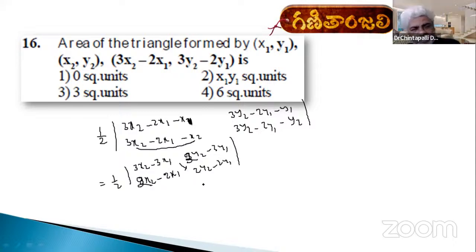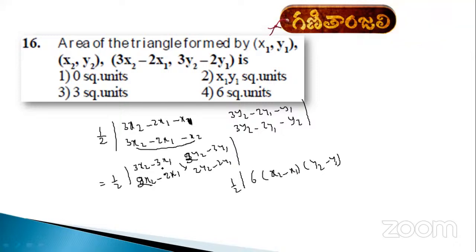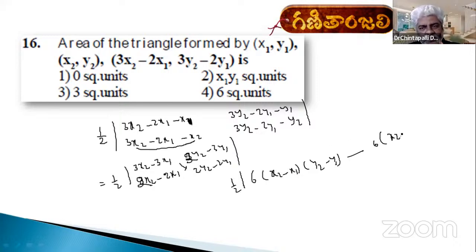Now we can do cross multiplication, right? Half into 3 common, 2 common, 6 into x2 minus x1 into y2 minus y1. Agree? Yes, sir. Minus here also 3 common, 2 common, 6 into x2 minus x1 into y2 minus y1.